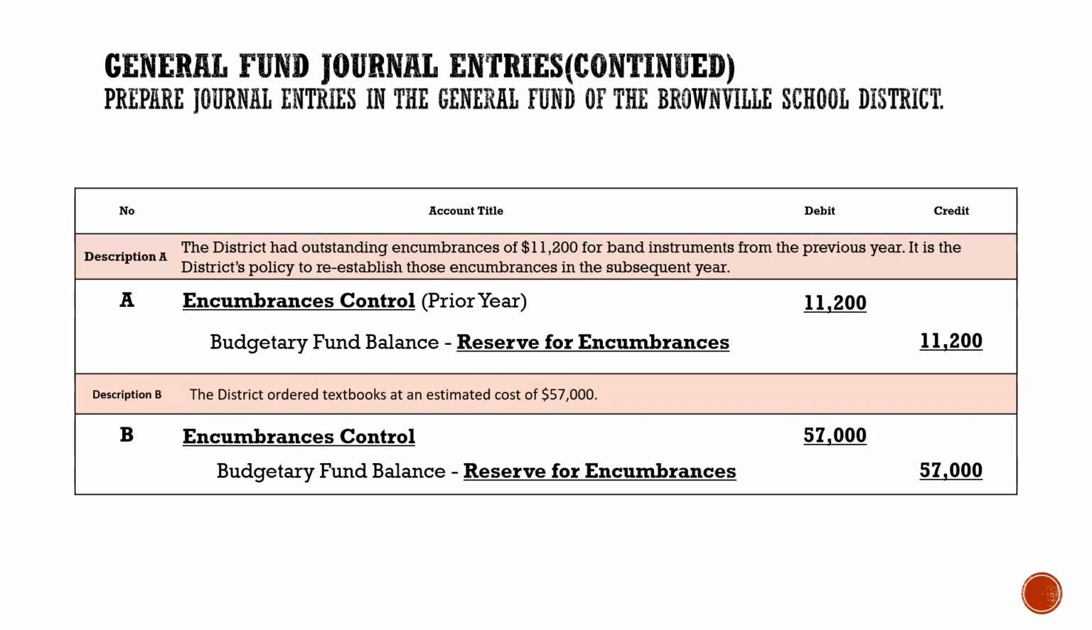These are just telling us we've got a hold on this money. It has been encumbered to be used for a specific purpose. In this case, textbooks. We have a paperweight on that money, right?